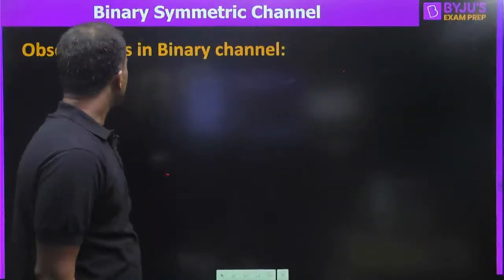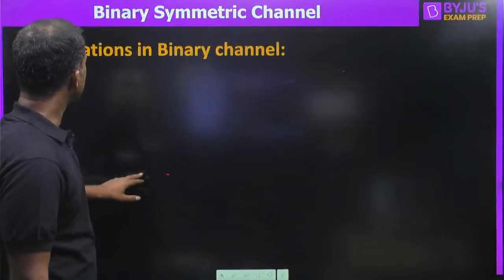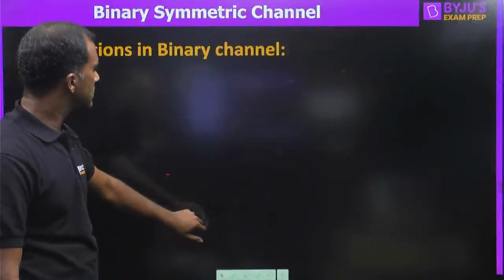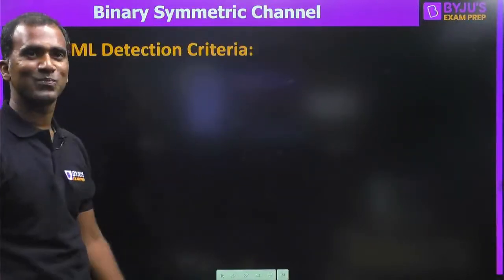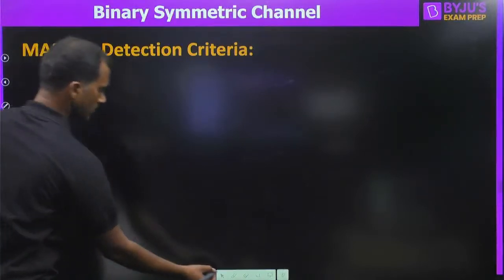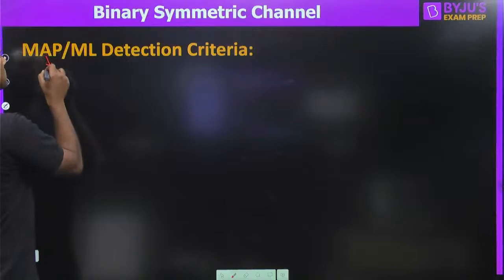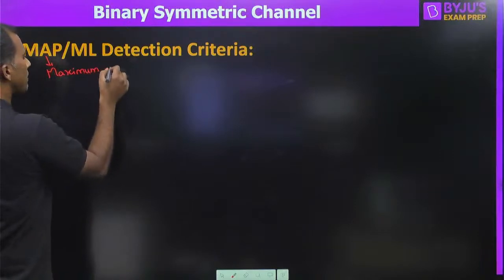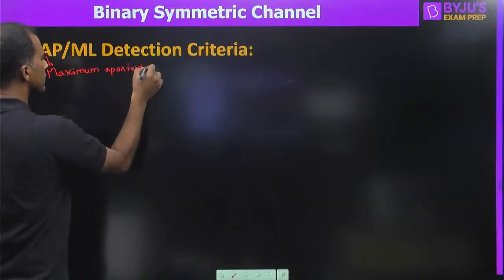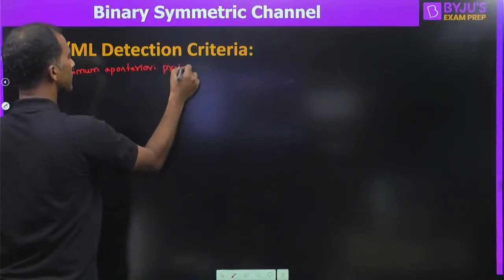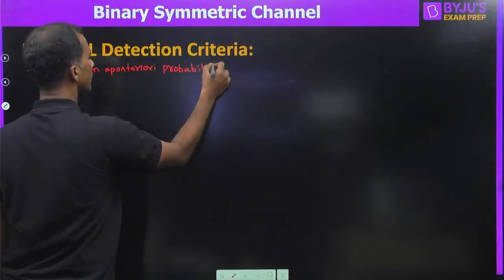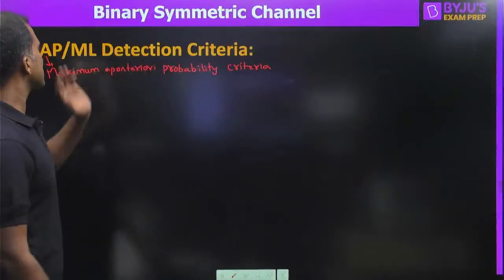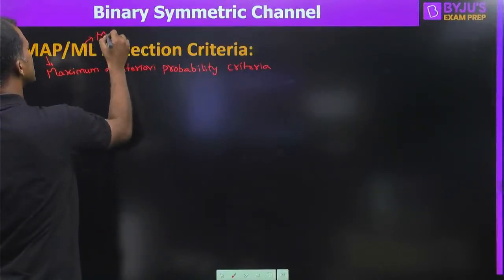Right. Now let's talk about observations in binary channel. We have done that. We have done it here itself. These are the observations. Next, let me talk about MAP and ML criteria now. MAP means maximum a posteriori probability criteria. And ML, what is ML? ML we call maximum likelihood criteria, which is just a subset of MAP criteria.